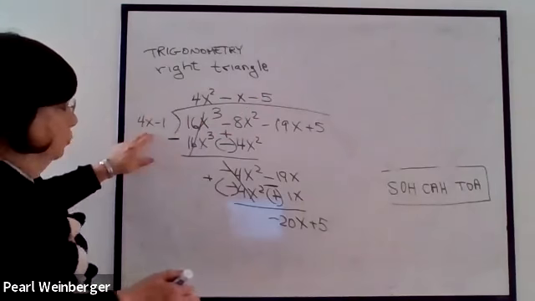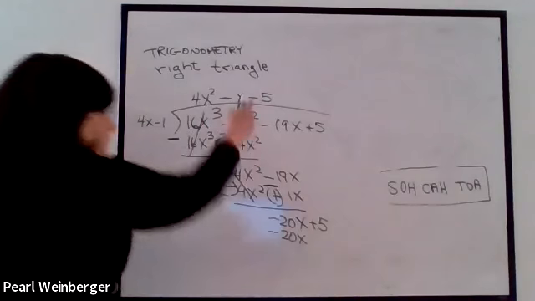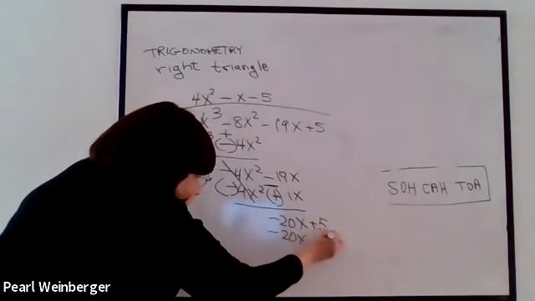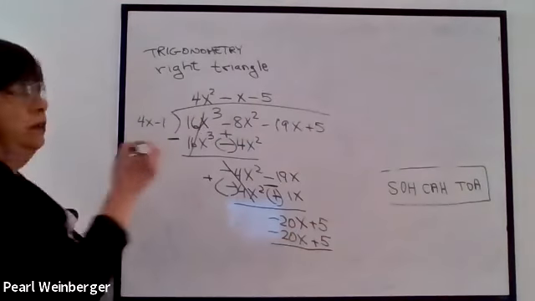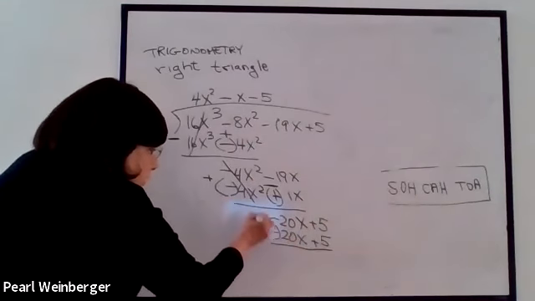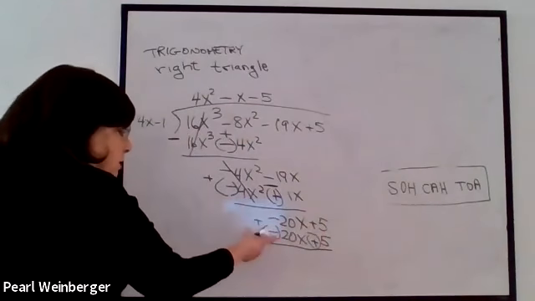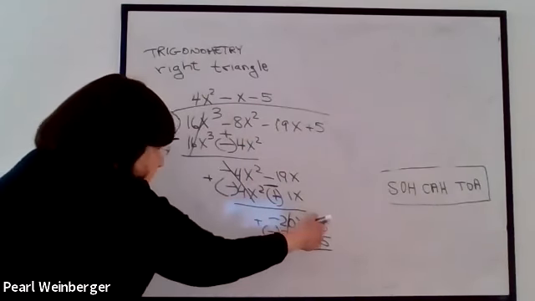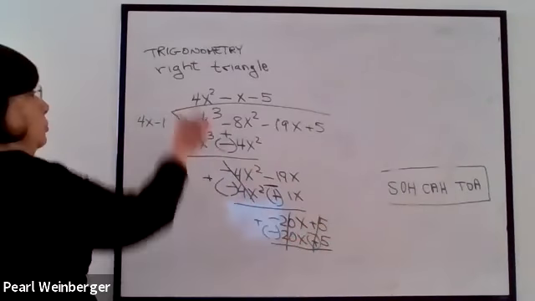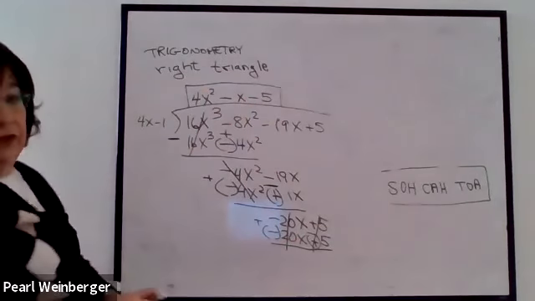Negative 5 times 4x is negative 20x. Negative 5 times negative 1 is plus 5. And now we want to subtract, so we change the signs. This becomes a plus, this becomes a minus. And the negative 20x and the plus 20x cancel. And also the 5 and the negative 5 cancel. So I'm left with no remainder. And this is my answer, 4x squared minus x minus 5.